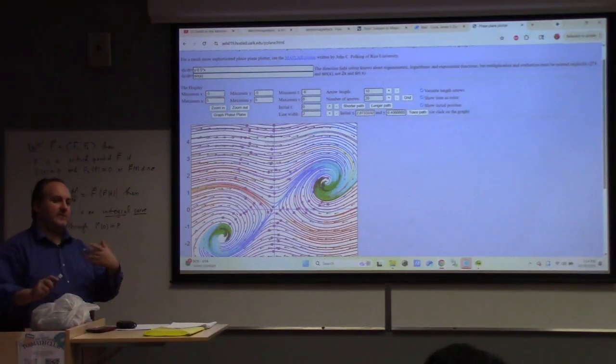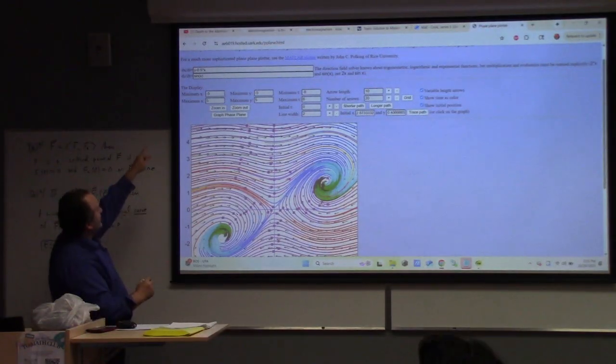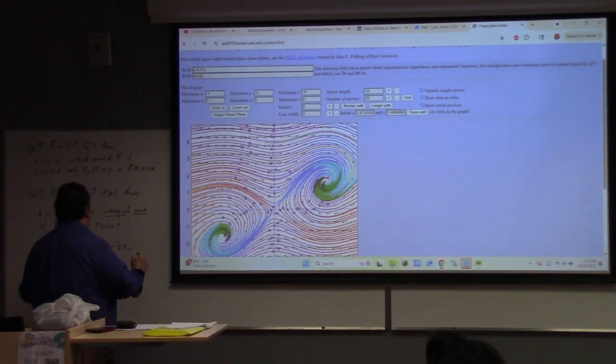So if we were looking for the critical points for the one that's on the board, my vector field is F of (x, y) equal to, so dx/dt is y minus 1/2 x, if you can interpret the ASCII code, and then dy/dt is sine of x, all right?